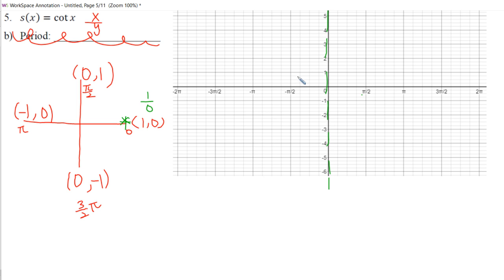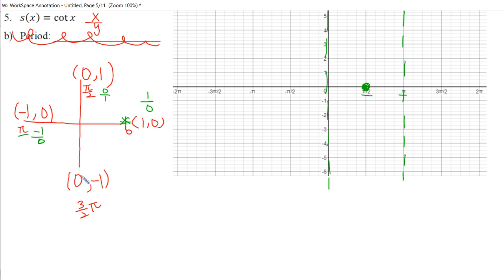At pi over 2, which is right here, if I do x over y, it's 0 over 1, which is 0. At pi, which is right here, if I do x over y, it's negative 1 over 0, which is once again undefined. And you graph undefined by graphing an asymptote with a dotted line.